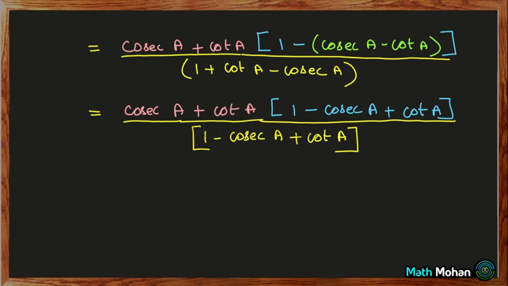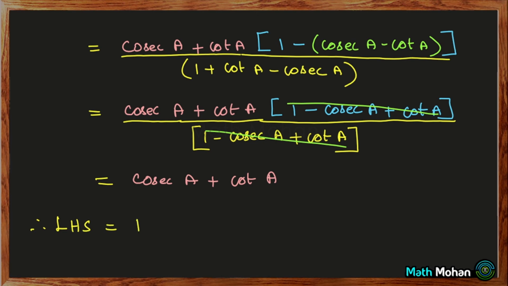So we can go ahead and cancel these two terms. The total terms get cancelled and we are left with cosecant A plus cot A, which is equal to the RHS. Therefore LHS is equal to the RHS. Hence proved.